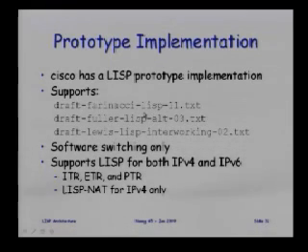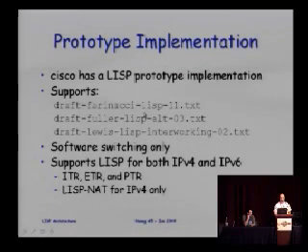So we have a prototype implementation that Dino has done. The prototype implementation supports these specs that are out there on the IETF site. It's all software switching. It does LISP for v4 and v6. It does ITR, ETR, PTR, and LISP NAT. By the way, we decided not to do NAT for LISP for v6, and I still don't think people should be doing NAT for v6, but they are.